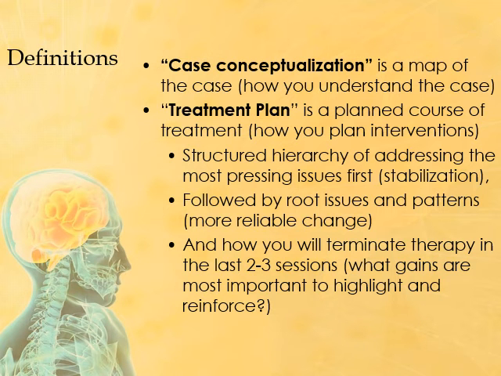It is perhaps best characterized as a structured hierarchy of addressing the most pressing issues first, which is usually stabilization, followed by root issues and problems, more reliable or sustainable change, and lastly, how you will terminate therapy in the last 2 to 3 sessions, focusing on the gains that you consider most important to highlight and reinforce. Here you see the flow between stabilization at first, focusing on core issues second, and then concluding treatment in a way that reinforces gains you've already made.